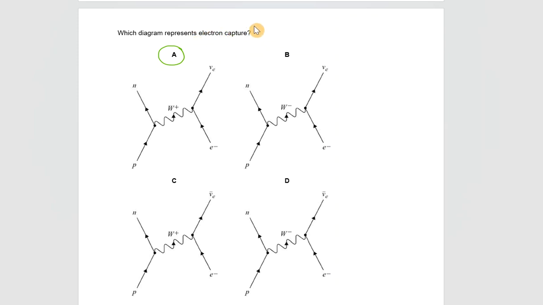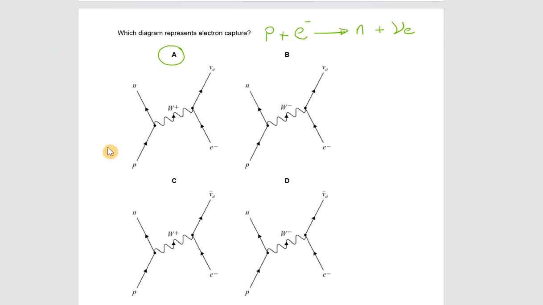Electron capture is one of these interactions or reactions that you just need to know. It consists of a proton in the nucleus capturing an electron from the inner orbital, and that goes on to produce a neutron and an electron neutrino. You really just need to know that. So one of these Feynman diagrams represents what's going on here.